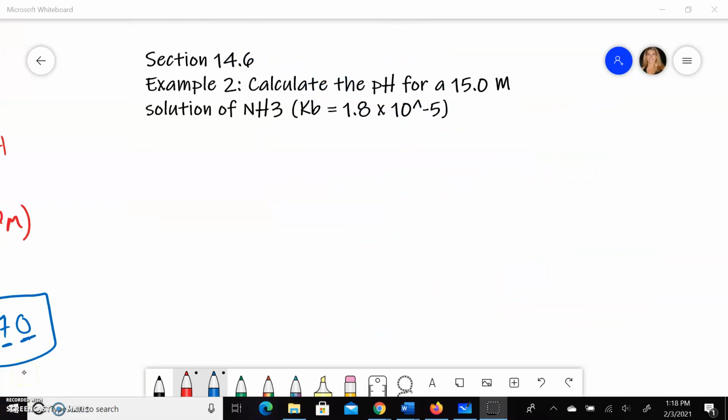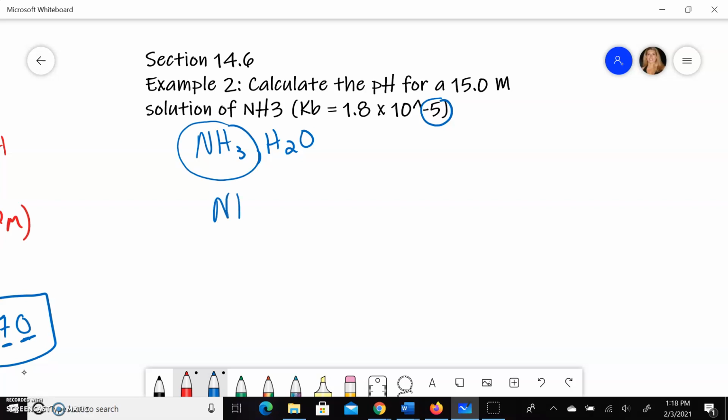So this time we're doing this for ammonia, which is a weak base. So if you list your major species, we have a weak base and we have water. And if you compare the weak base's exponent to water's exponent, the ammonia is going to win. So this is going to be more significant. So if it's weak, we're going to set up an icebox.